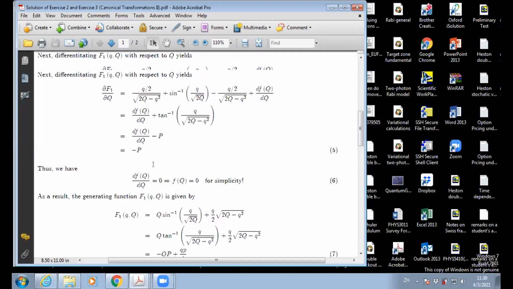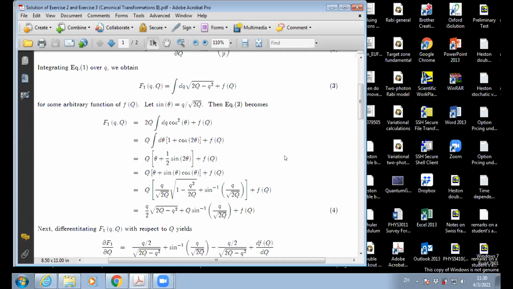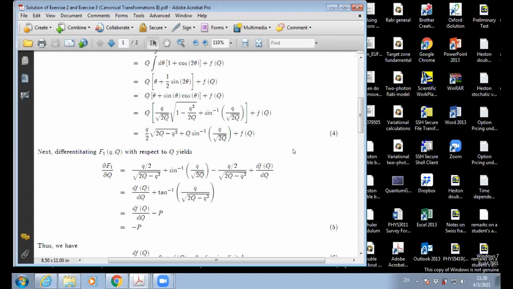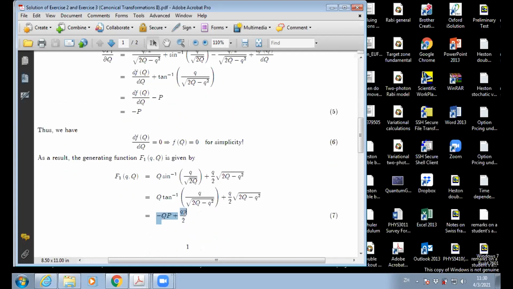This is a good example for you because you can see that sometimes finding the generating function may not be so easy, may not be so simple. Say, for example, if we do not know how to integrate this part, then we get stuck, right? And sometimes we have to use some tricky steps, for example, changing the arcsine to arctangent, right? In order to find this simple expression for the generating function.